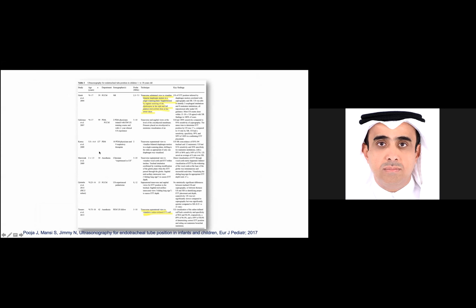And these are the five studies published, from age of one. Some of these studies do not depend on the suprasternal view, only on the movement of the diaphragm. So movement of the diaphragm confirms the tube is in the correct place. Some of these studies focus only on the cricothyroid membrane and apply pressure on it to push the gas away, decreasing the artifact to clearly visualize the tip.